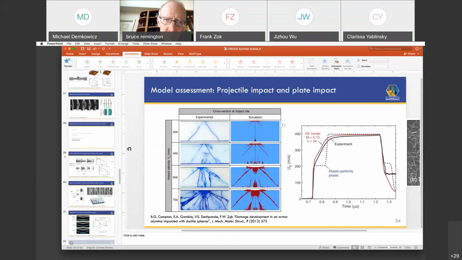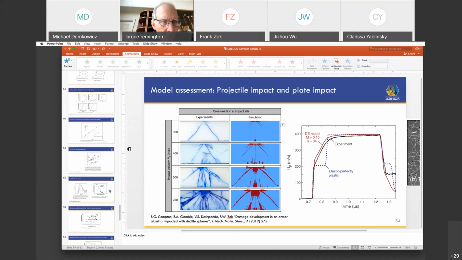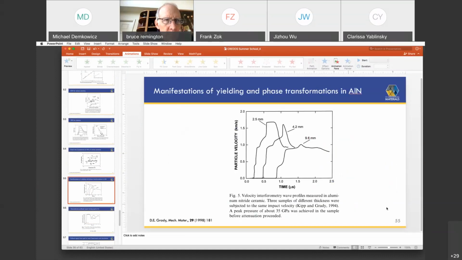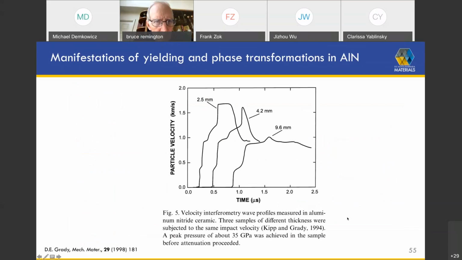And in fact, I might even have an example of one here in my extra slides. People have been interested in this in a number of potential ceramic materials. Am I still sharing, Michael? Yeah, it's still there. So this is an example of aluminum nitride. The particle velocities here are approaching 2 kilometers per second. The peak pressure is 35 GPa, it's in the caption. These are different thickness samples, I think.